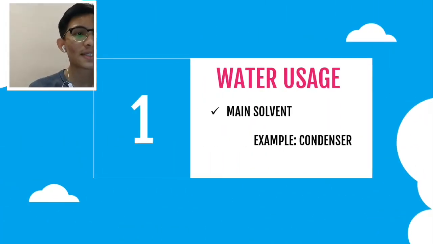First of all, let's take a look at our first point of nature factor, which is water usage. Water is one of the major solvents required to complete a whole process. For example, the water we use in a condenser to change the phase of vapor into liquid form.